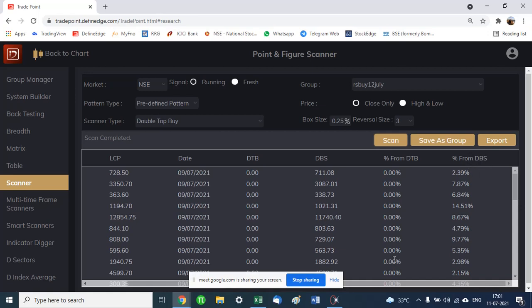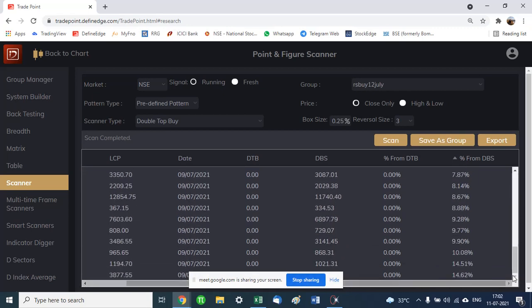When you are buying a stock, why is double bottom sell important to you? Because that is your stop loss. So if we sort this using this column of percentage from double bottom sell, we can get bullish stocks that are in double top buy with a small stop loss.